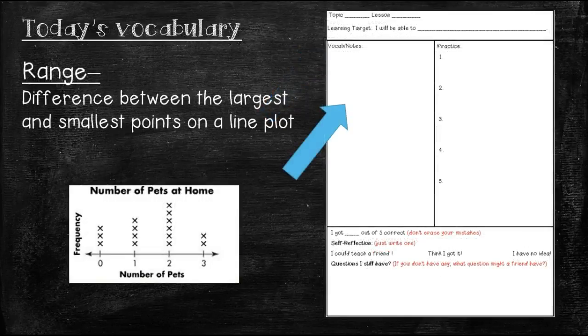Today's vocabulary word is range. That's the difference between the largest and the smallest points on a line plot. So for instance, our range here would be 3, which is the largest, down to 0, which is the smallest, right? So we would know that our range would be 3.